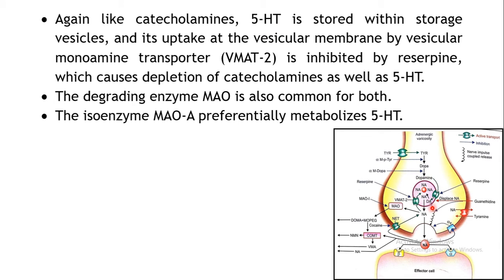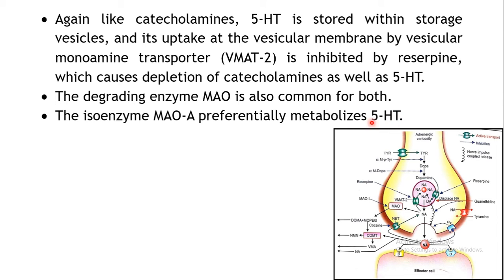Just like noradrenaline is getting stored in the vesicles, in the same way 5-HT is also stored within the storage vesicles. So the process is similar to that of the catecholamines. Noradrenaline is one of the catecholamines we are all aware of. Even the metabolizing enzyme MAO is the same for both. 5-HT is metabolized by MAO, and noradrenaline also is metabolized by the enzyme MAO.